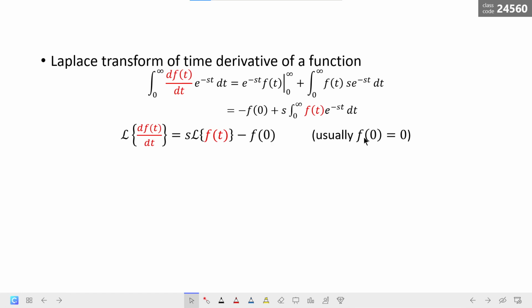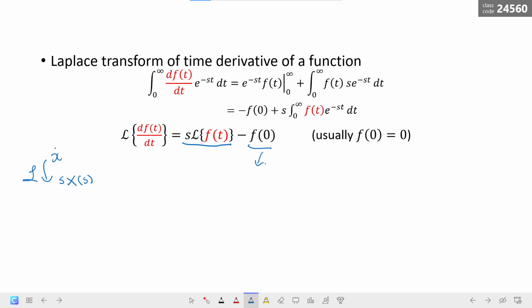So if you have zero initial condition, you only get this one. So it's easy. Let's say if you have h dot and you want to do the Laplace transform of h dot, you will get just s H of s, right? Then if you have non-zero initial condition, you still have a number from here.